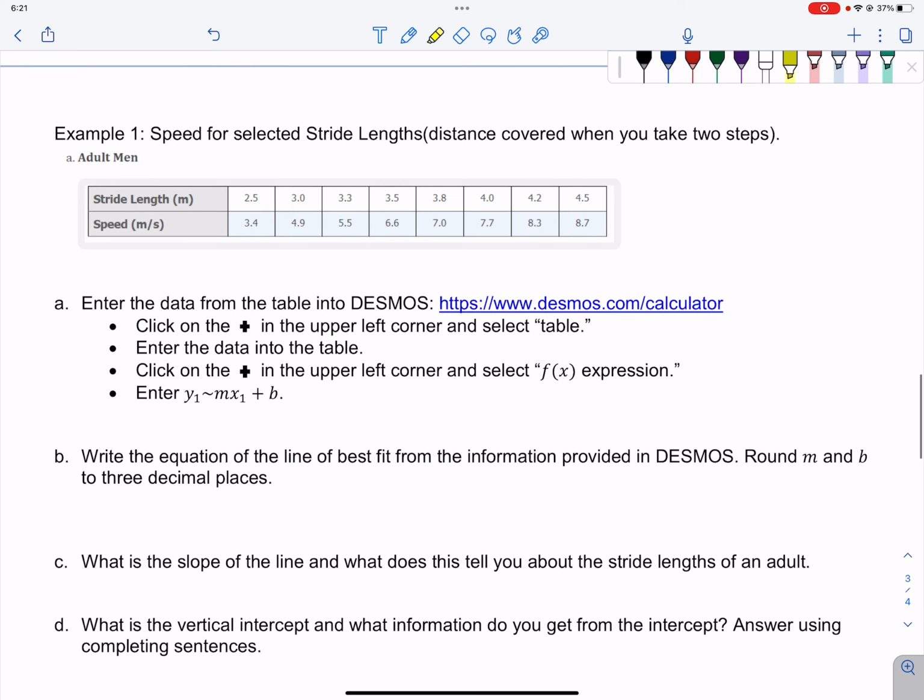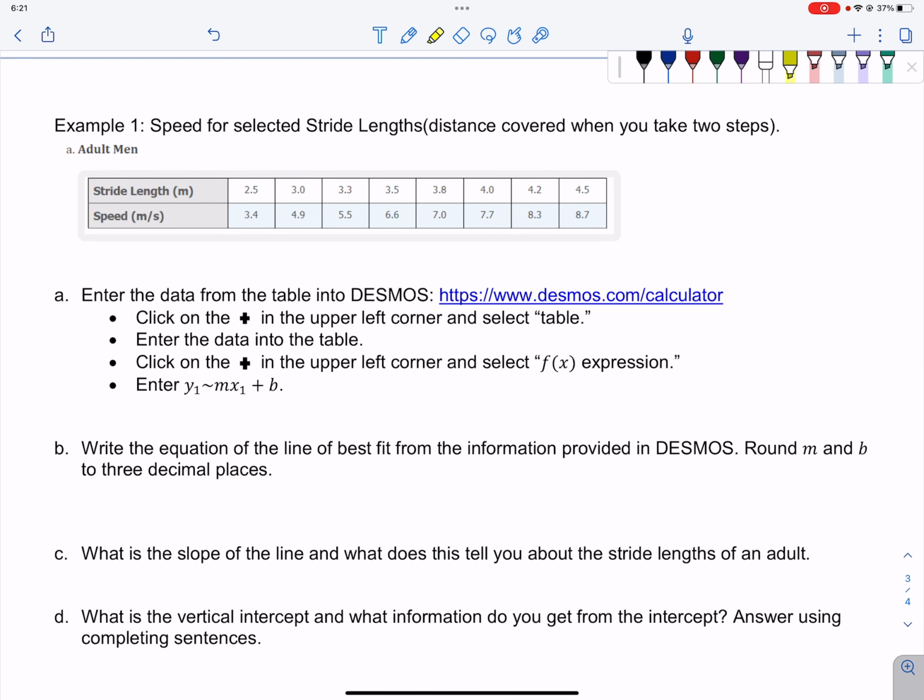So now we're going to work through an example to find the best fit line using linear regression while using Desmos to find it. In this example, we have the speed for selected stride lengths, the distance it covered when you take 2 steps, given to us here in this table.